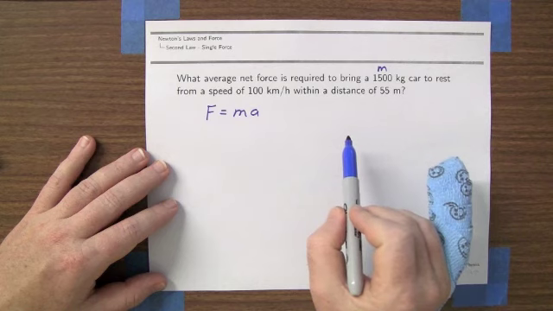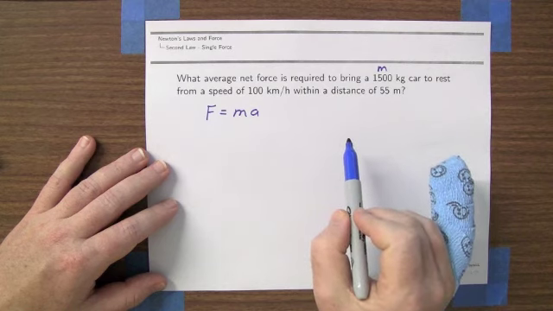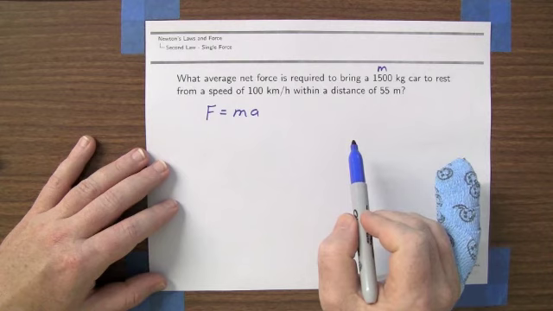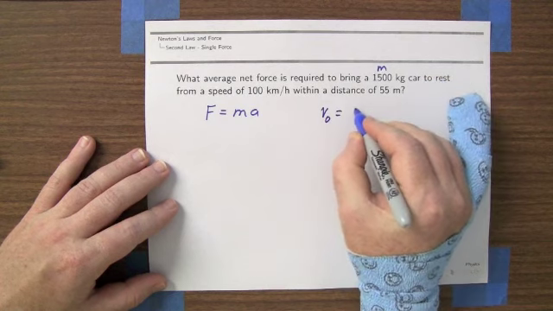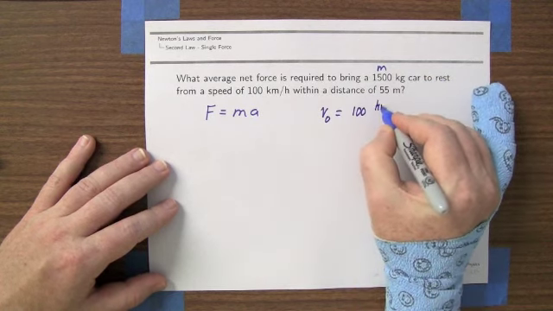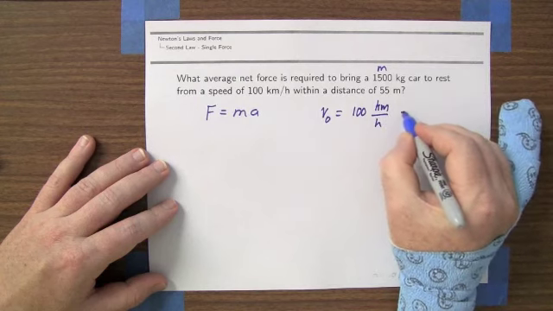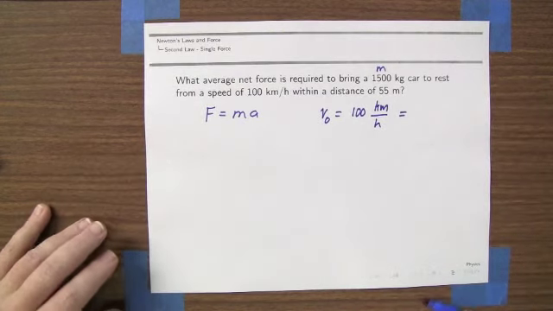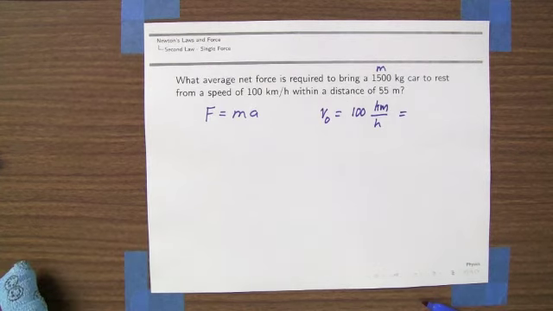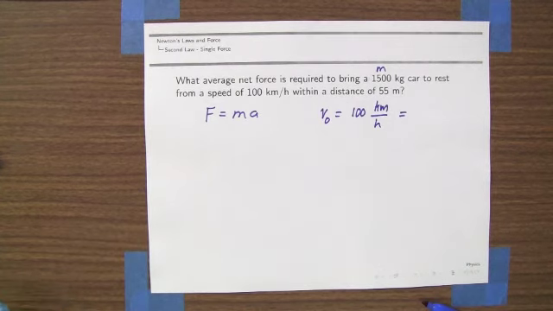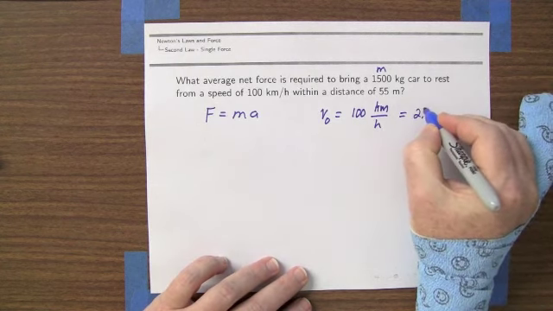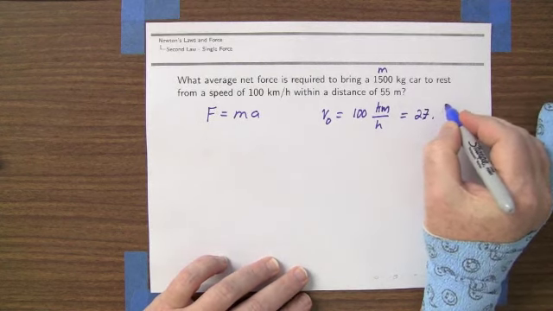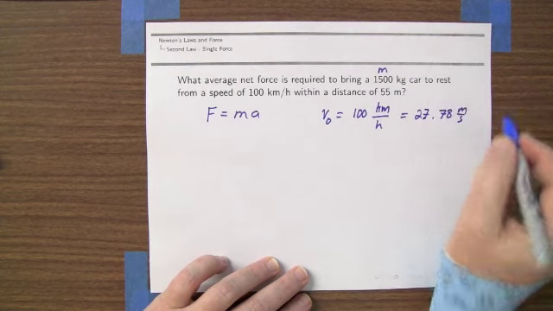All right, back to the question. What is the initial velocity? Okay, 100 kilometers per hour. So V sub 0 is 100 kilometers per hour. However, these units are not going to work for us. We need to convert those to meters per second. And how do I do that? Yes. So 27.78 meters per second.